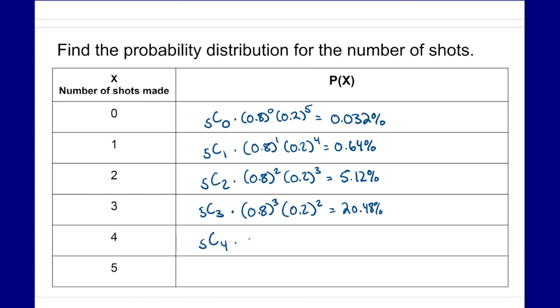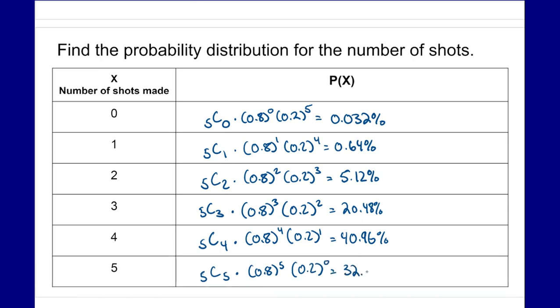So 5 choose 4 times 0.8 to the power of 4 times 0.2 to the power of 1, 40.96%. And 5 choose 5 times 0.8 to the power of 5 times 0.2 to the power of 0 gives me 32.768%. So this is the probability distribution for shooting 5 shots in this given scenario. I can see the probability of each possible outcome, which is making anywhere from 0 to 5 shots.